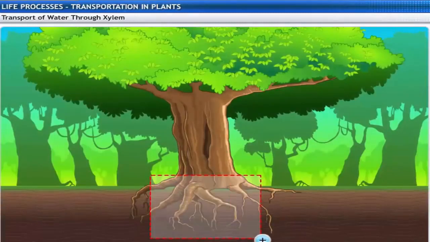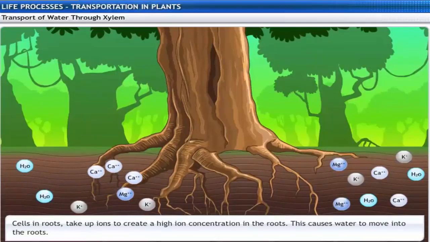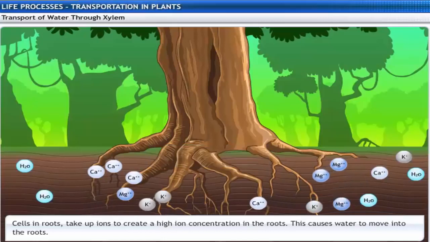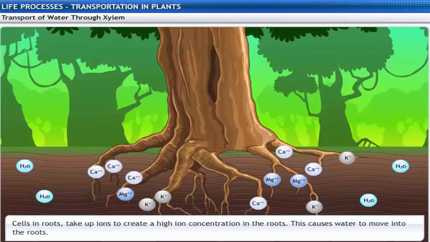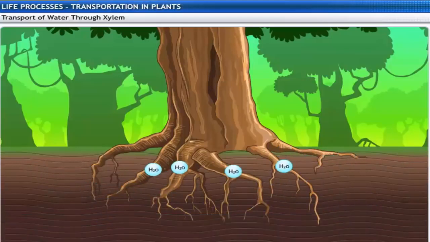Plants get their nourishment from soil. In the roots, the cells in contact with the soil take up ions. This creates a high concentration of ions in the roots than in the soil. Therefore, water moves into the roots from the soil to eliminate this ionic difference. This process is known as osmosis.